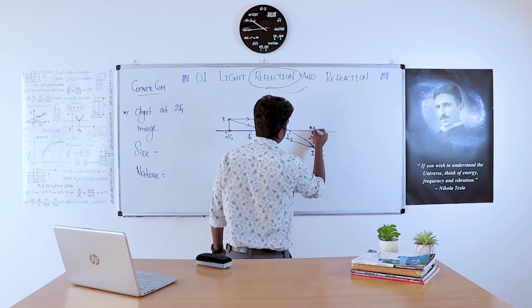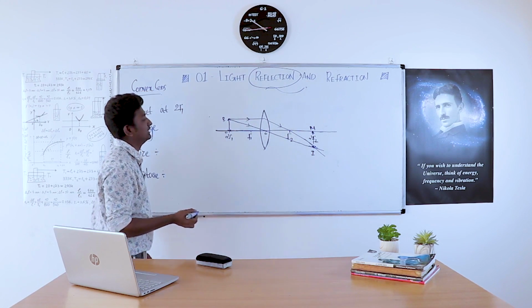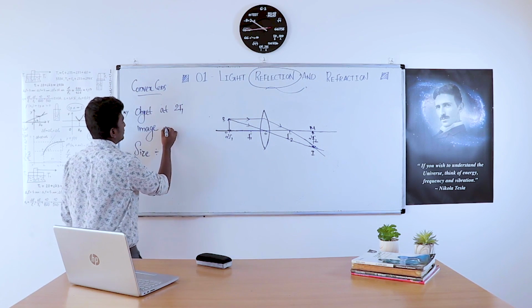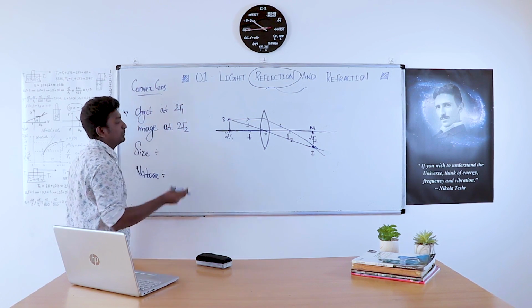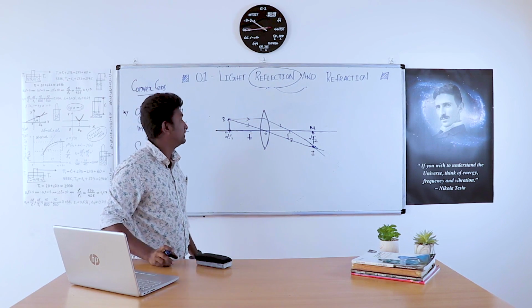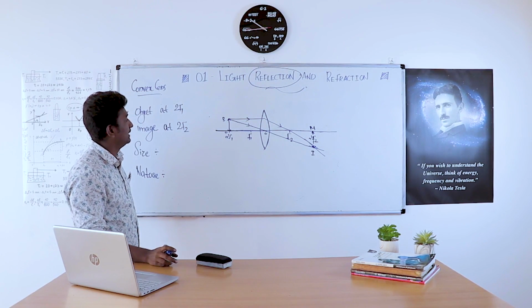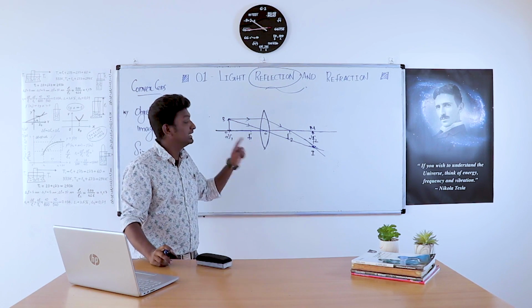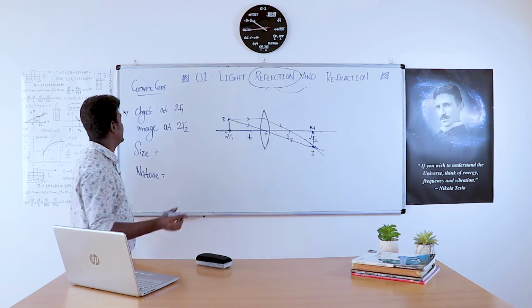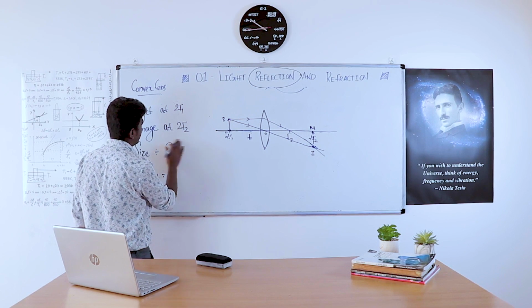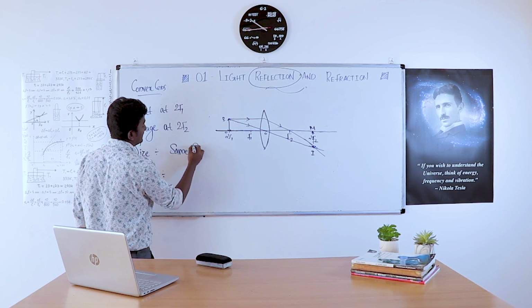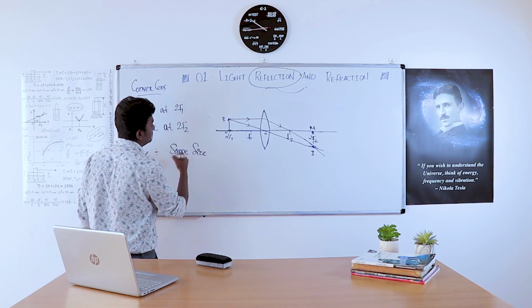So where do these two rays meet? These two rays meet at 2F2. So the image is formed at 2F2. Now look at the size of the image. It is exactly the same size as the object. We got the same size as that of the object.